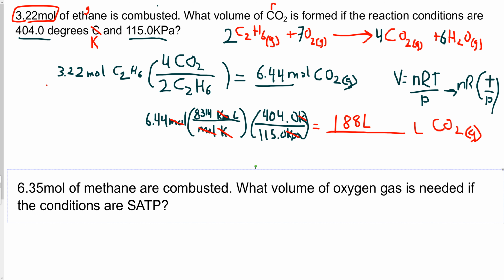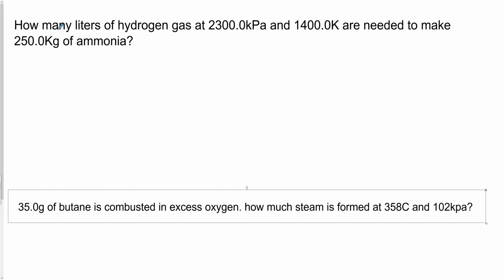How many liters of hydrogen gas are needed to make 250 kilograms of ammonia? Here, I'm throwing a little bit of a monkey wrench into the whole thing. I'm giving you a mass. So 250 kilograms of ammonia. I know that ammonia is a gas, but let's turn the ammonia into moles, because remember, we can't go from grams to volumes. We need to go through moles. Everything goes through moles.